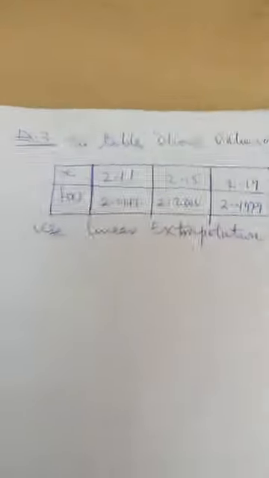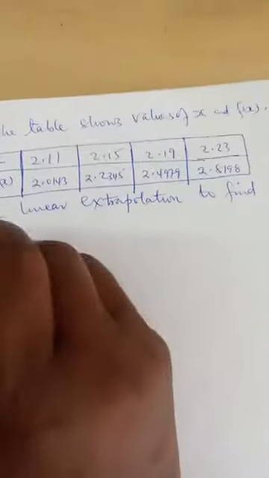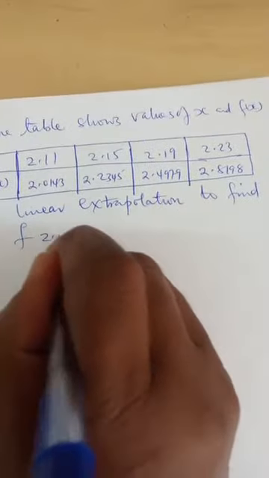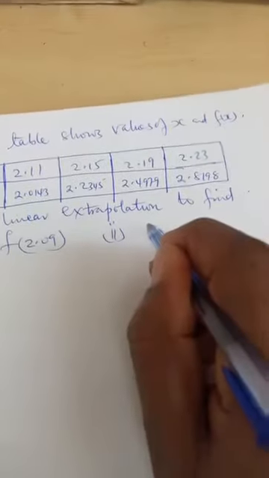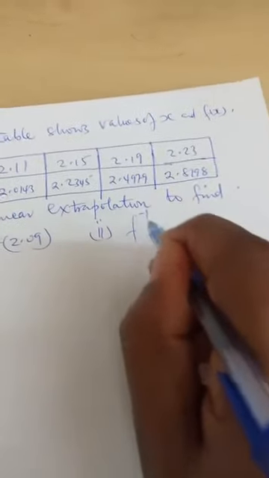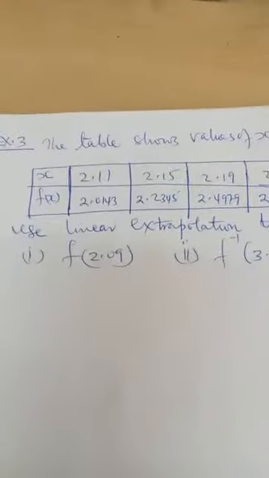We want to finish this. We have done the 2 examples on interpolation. Now, the next examples are for extrapolation. In part 1, find f of 2.09. In part 2, they want us to find f inverse of 3.0096.